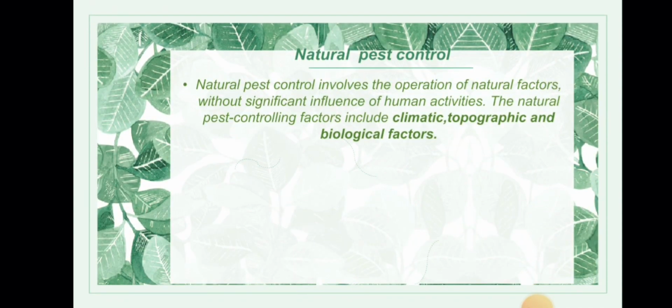The pest control methods are mainly of two types, one is natural and one is artificial. Of course, the word itself gives the meaning of what it means. Now we are looking at natural pest control, which is the pest control method that involves natural factors without the significant influence of human activities. Natural factors like climate, topography, and biological factors play a key role in the natural pest control method.